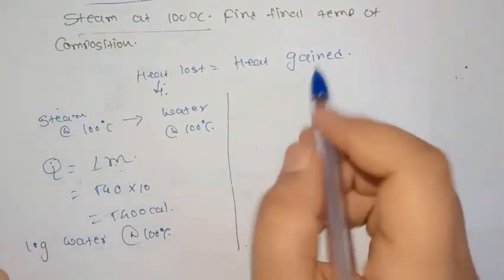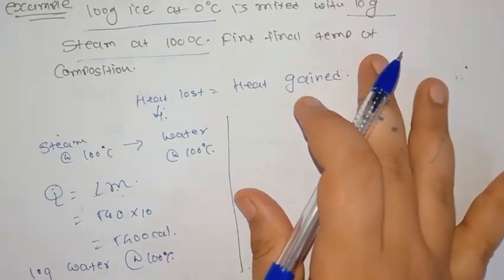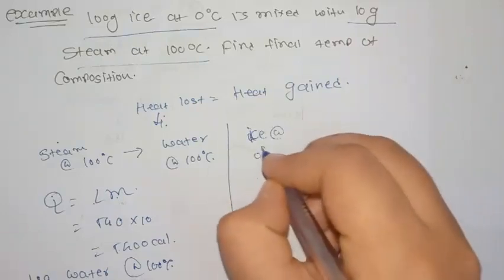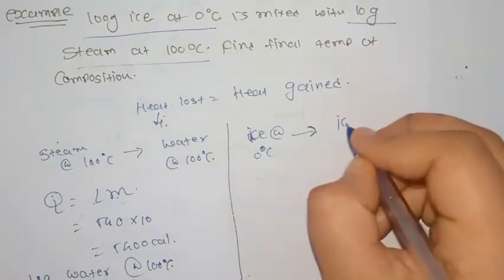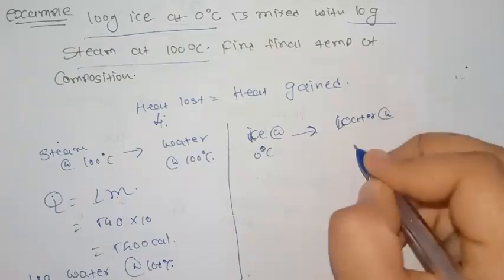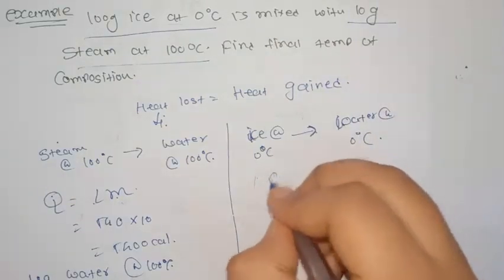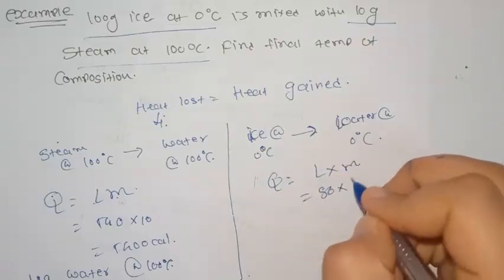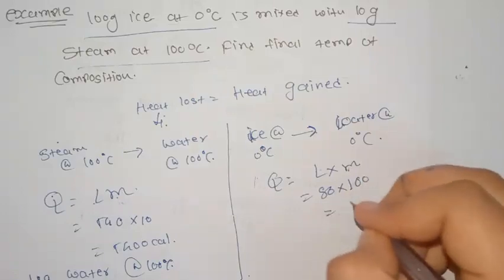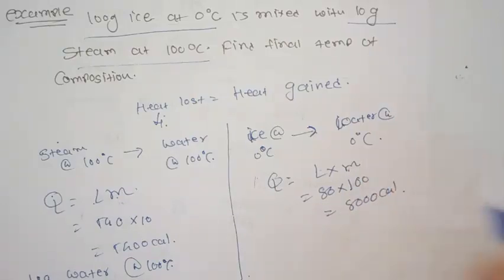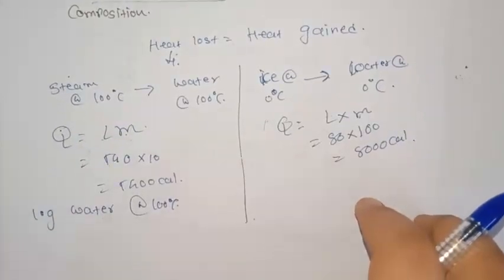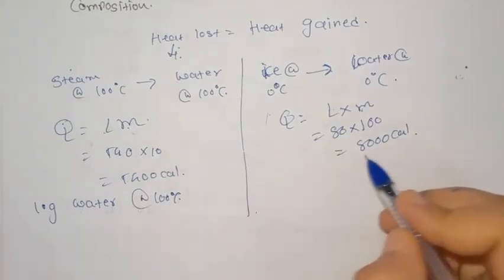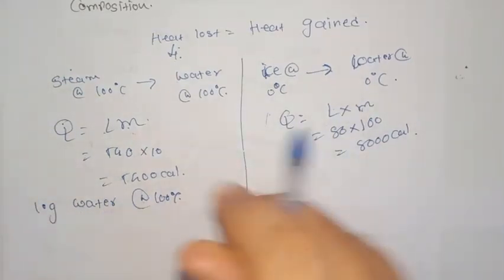Now ice will gain that energy to melt. So we will have ice at 0 degrees Celsius going to water at 0 degrees Celsius. For that we require latent heat, that is equal to L into M. Latent heat of fusion is 80 and mass is 100, that is equal to 8000 calorie. Here, this is not the enough amount of energy that we have.